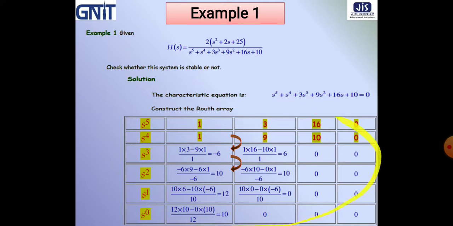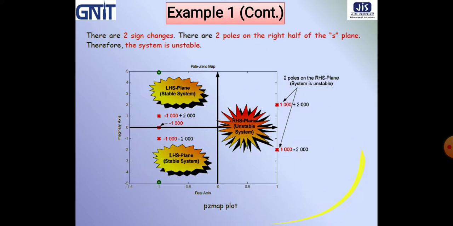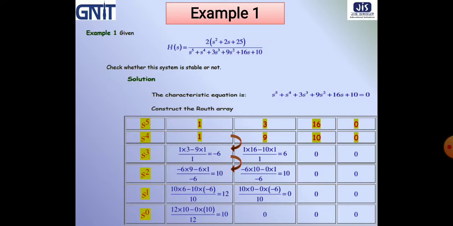And you will get this type of array, which is very important for the stability condition or calculating the stability criteria. If we want to calculate the stability of this particular section, then we have to see the first column. Now if we investigate the first column, the elements are 1, 1, minus 6, 10, 12 and 10.